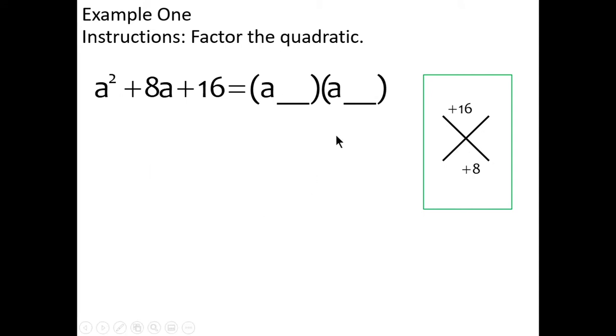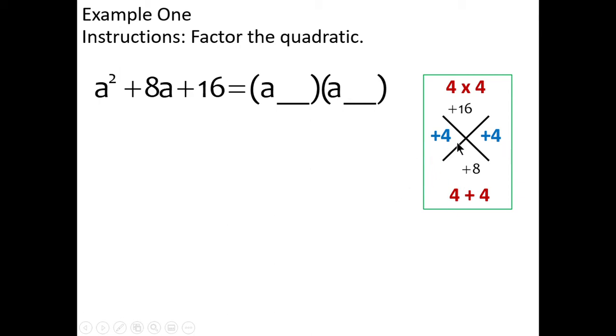Okay, so what two numbers can you multiply together to get 16 and add together to get 8? You may want to think about that a little bit, and we come up with the idea that 4 times 4 is 16, and 4 plus 4 is 8. So what are our two factors? Well, if you have 16 at the top and 8 at the bottom, then you have 4 and 4 on the sides, right? Because it's plus 4 and plus 4.